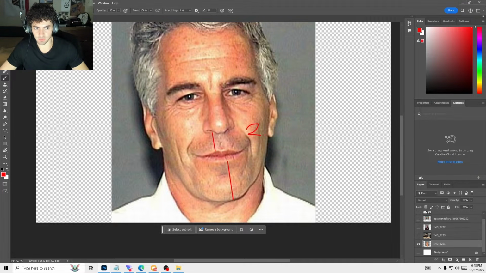So for the next ratio, we're going to be doing neck width, which is obviously ideal. I mean, just look at it. His neck is wider than his jaws, so that's good. You want typically 90% of your jaw width.